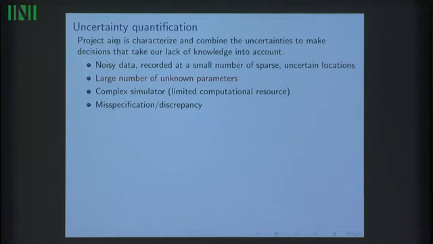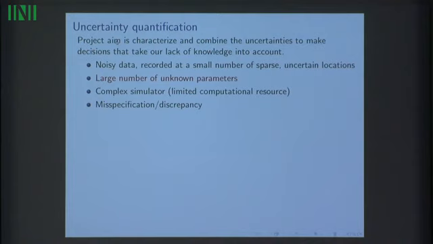So where does the uncertainty come in? Well, there's uncertainty everywhere here. We've got a fairly noisy set of data. I'll show you some ECGs, and they're noisy. They're fairly sparse, at a small number of locations. We don't quite know where they're recorded.